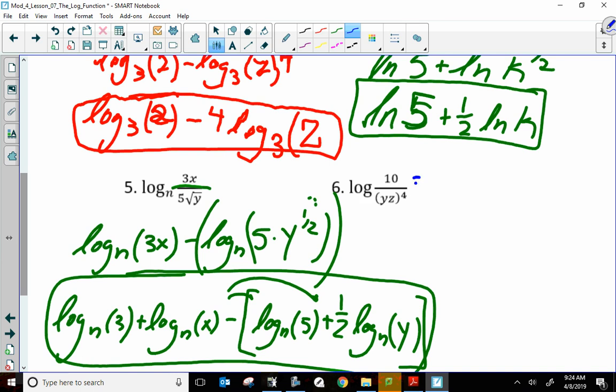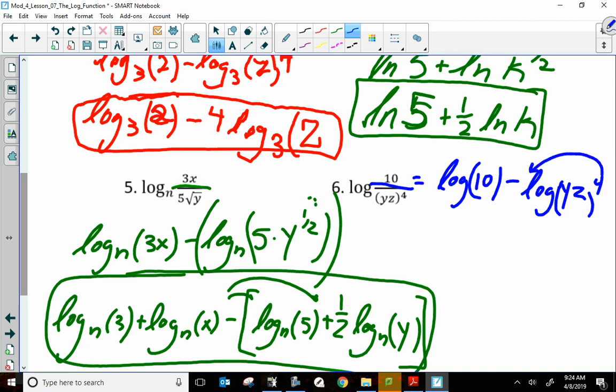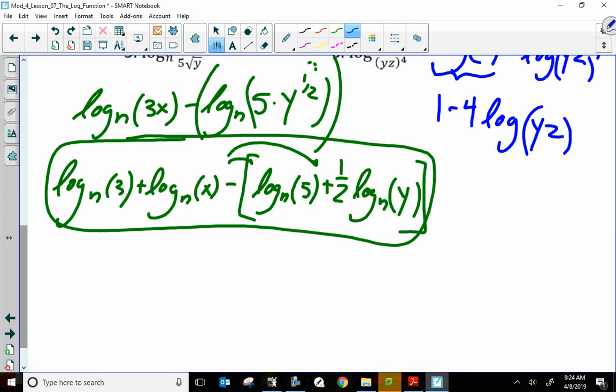Log of 10 minus, because it's division, log of yz all to the power of 4, which means this 4 is going to come out front. Didn't we just learn what log of 10 was? That's 1. Minus 4 log of yz. Well, yz is multiplication. That will turn into addition. So I've got 1 minus 4. I've got to subtract everything.